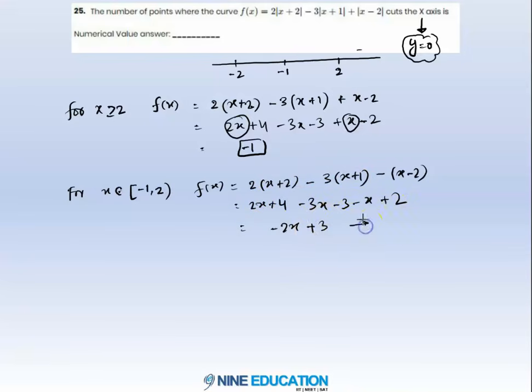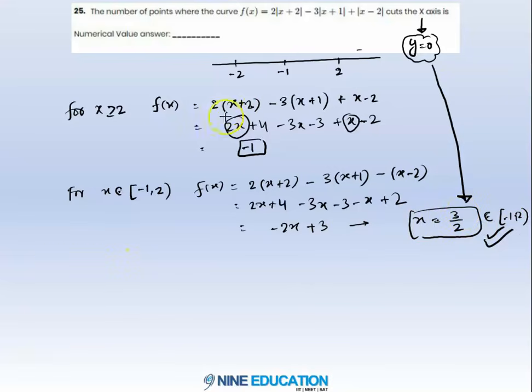So even if I try to put f(x) equal to 0, because cutting x-axis means y has to be 0, I will get x value as 3 by 2, and 3 by 2 lies inside the given interval for which we are solving this case, right? So it is acceptable. So one value we have got where f(x) will be equal to 0.